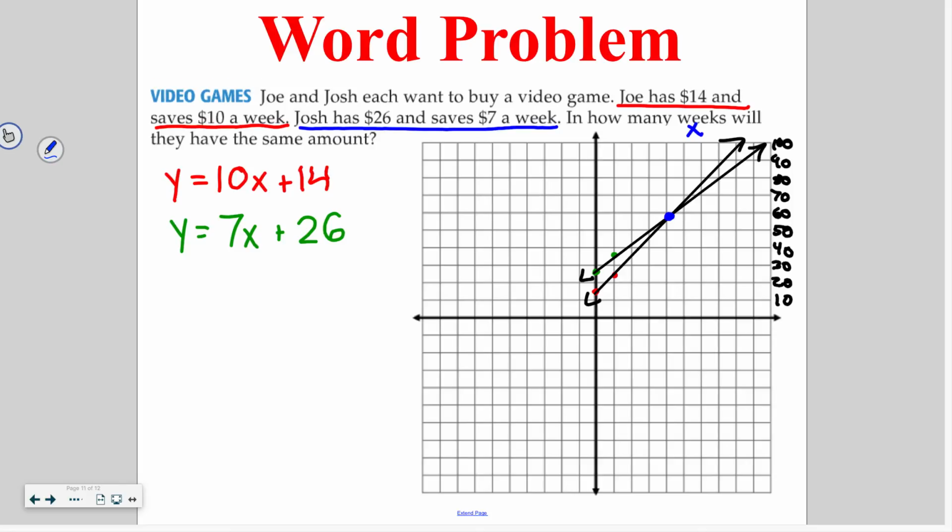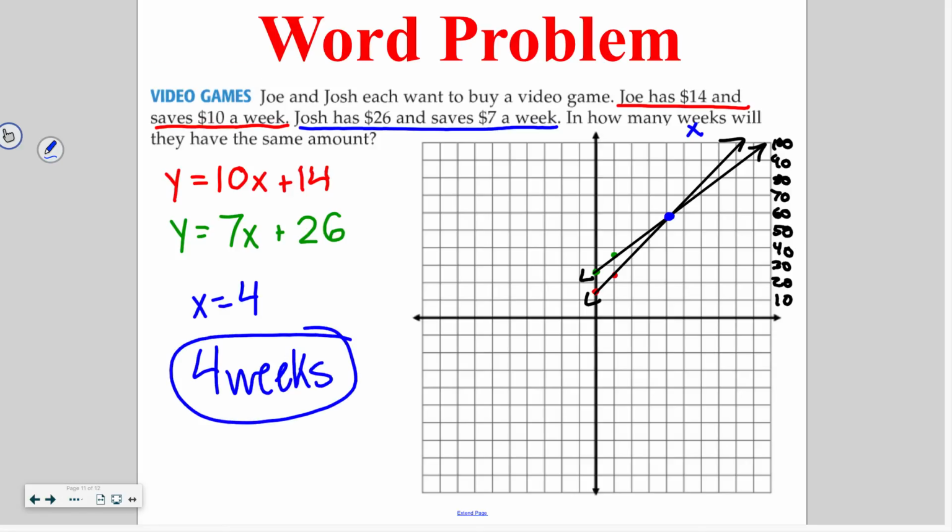So when we are looking at the x value of this coordinate right here, we've got x is equal to 4. So it's going to be approximately 4 weeks until they have the same amount of money.